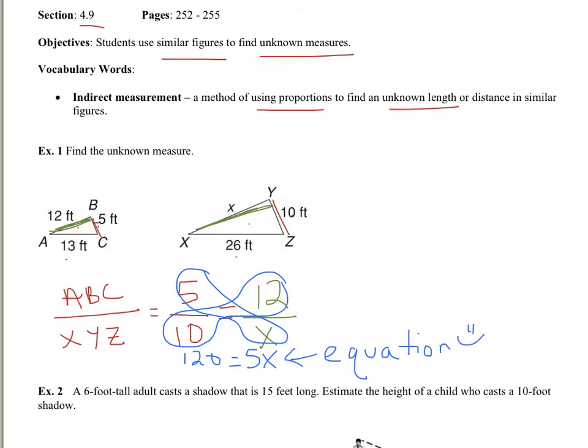So I'm going to solve my equation by dividing by 5 and dividing the other side by 5. So 120 divided by 5 is 24. So 24 equals X. My unit is feet, so my answer is 24 feet.